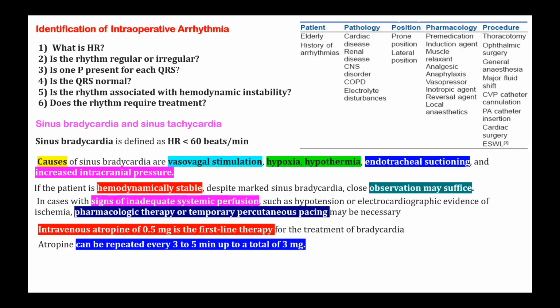Are you hearing, Dr. Damodaran? Maximum dosage of atropine can be given over time, sir.